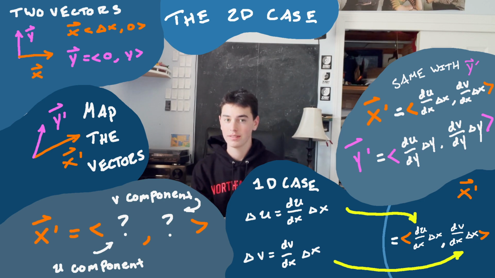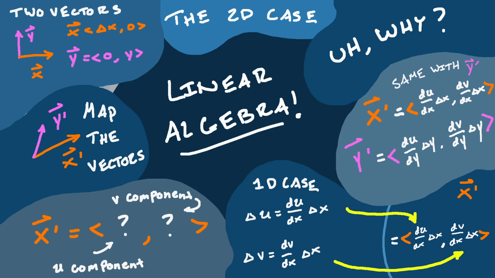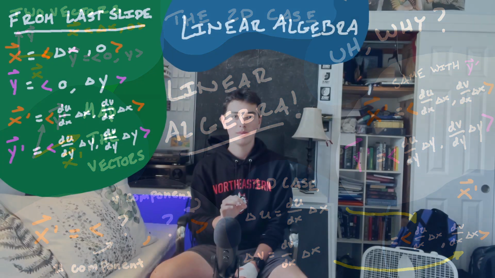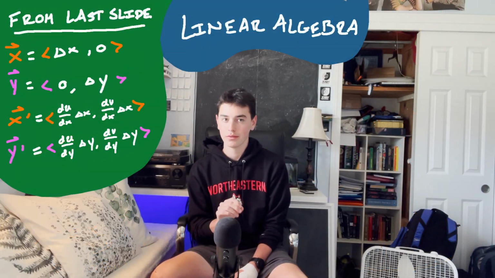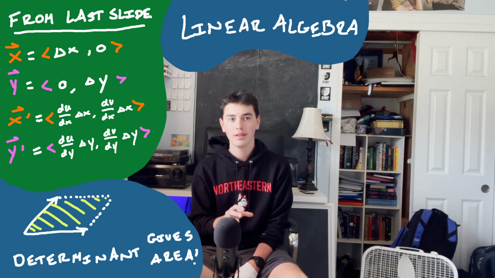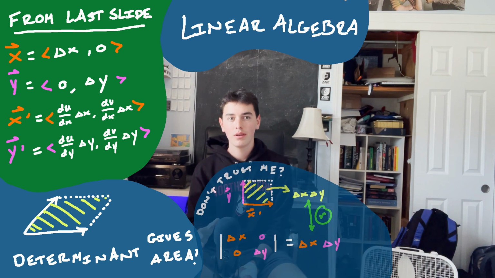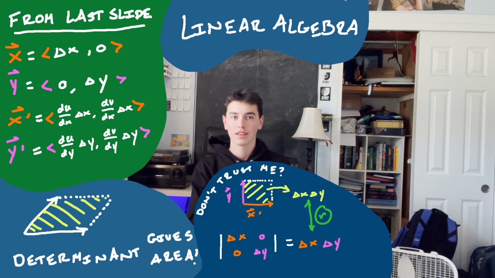But why are we even looking at vectors in the first place? The reason is because linear algebra gives us a convenient way to calculate the area between two vectors. And by the area, I mean the area of the parallelogram formed by the two vectors. To calculate the area, all we have to do is put the components of the vectors into a matrix, and then take the determinant. If you don't trust me, do this for the original vectors x and y.